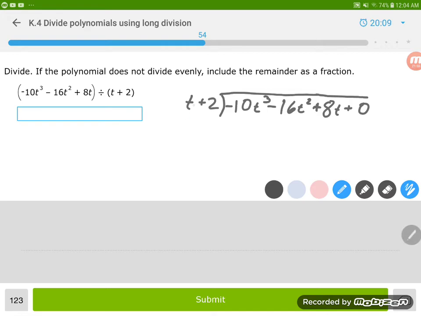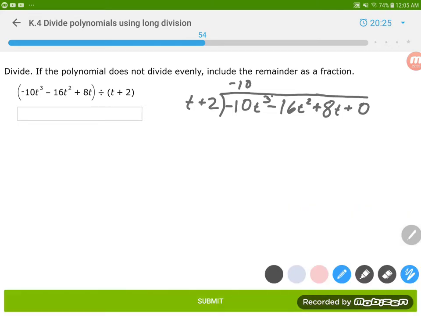Alright, so same question as before. T can divide negative 10t cubed how many times? Or what multiplies t to become negative 10t cubed? We need to multiply by negative 10, and to get to t cubed from a t, we would need t squared. So negative 10t squared multiplied by t is equal to negative 10t cubed, which is good. So negative 10t squared multiplied by 2 is then going to be negative 20t squared.